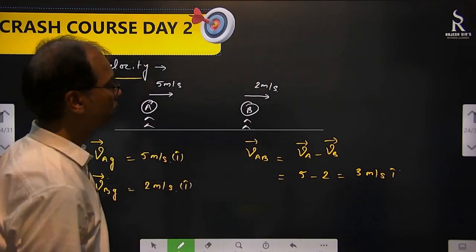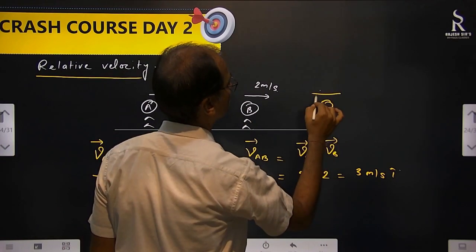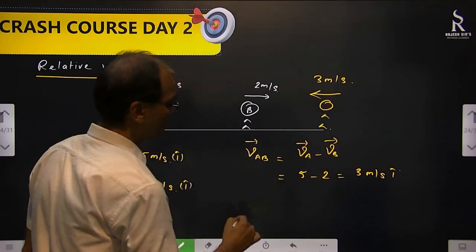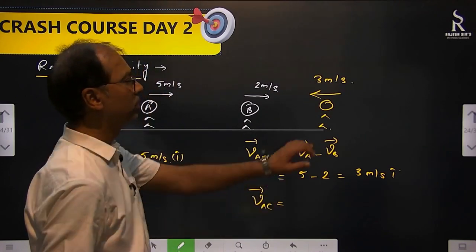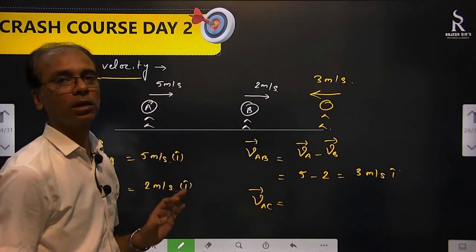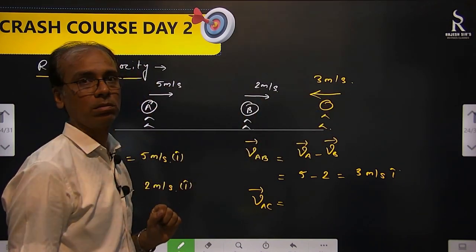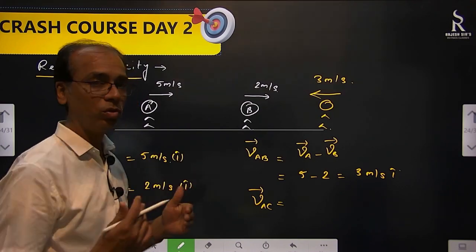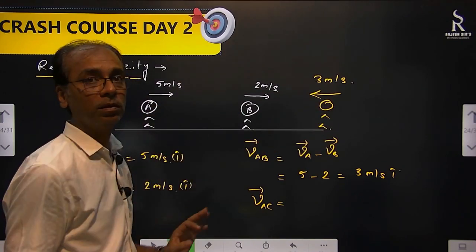Okay. Now suppose that one more is there. Suppose here is C. And this C is coming in this direction with 3 meter per second. Now if we ask velocity of A with respect to C, so what will C say now? C will say that if I am at rest, A is coming towards me with 5 meter per second. But since I am also going towards it, it appears to me even faster, because I am also going like this.